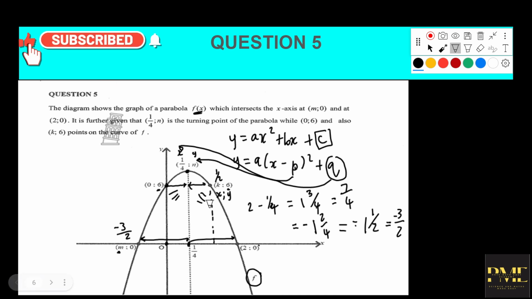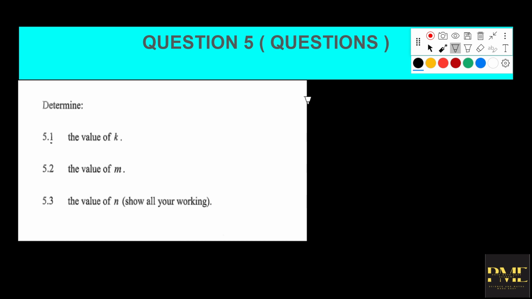Okay, so without wasting any time, let us now go straight into the questions. Okay, all right, so determine the value of k. All right, so luckily we have our k, so our 5.1 is sorted already. So we said our k is equals to 1 over 2. And then for 5.2, okay, we also have our m. So our m is equals to negative 3 over 2, guys.